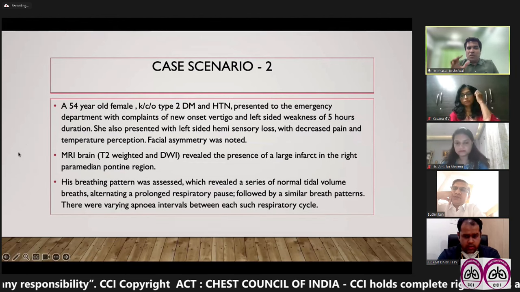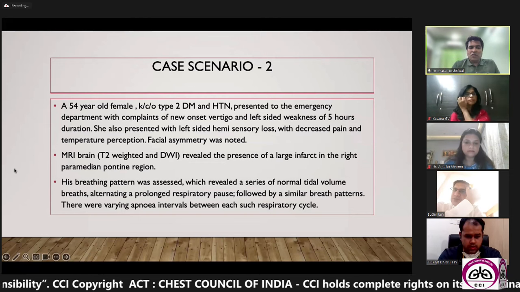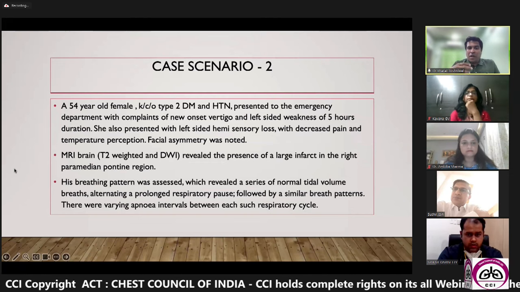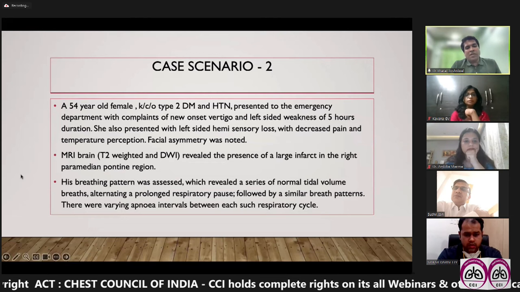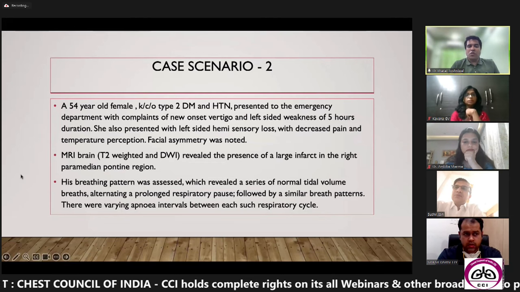Very, very nicely told. I think for everyone listening, this should be a take-home point nowadays, where in all places, wherever you practice, medico-legal scenarios are increasing.